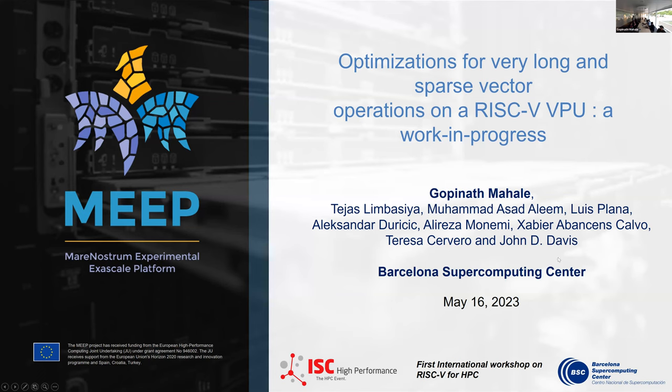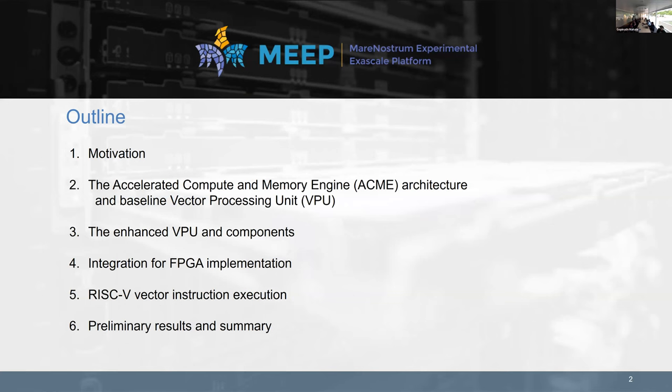Starting with the background motivation for this work, I'm going to give a brief introduction to the ACME architecture and the baseline vector processing unit that we have initially. On that, we have some enhancements that are specific to supporting sparse vector operations and very long vector operations that I'm going to describe. Then some modifications that we have done to integrate it in FPGA for a field implementation, to integrate in a mini core framework, and how to run some RISC-V instructions on this setup, something I'm going to describe in the next slides. Finally, some preliminary results and some summary, and I'll conclude the presentation.